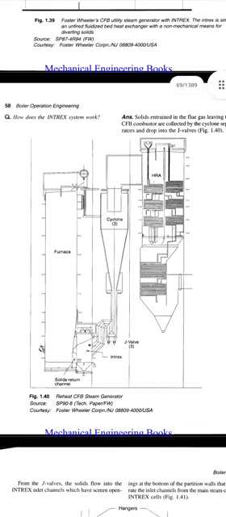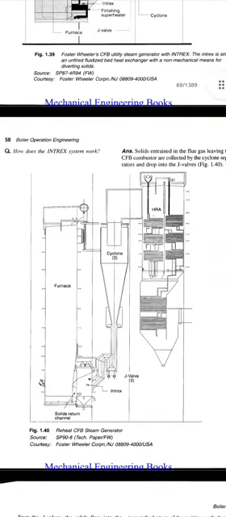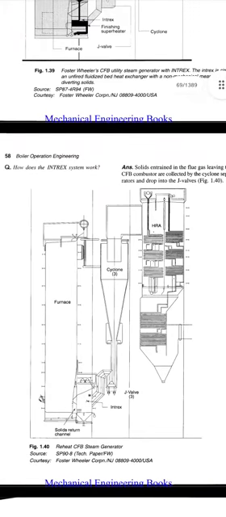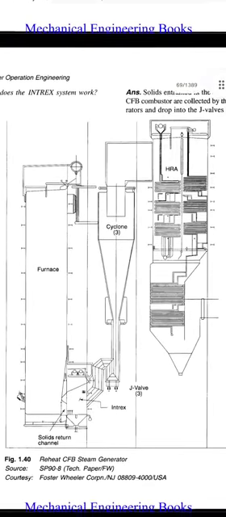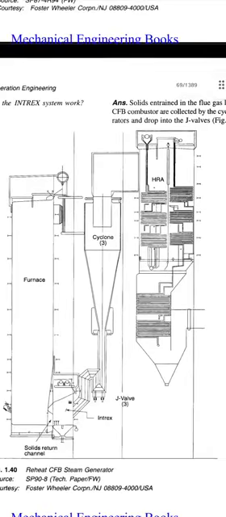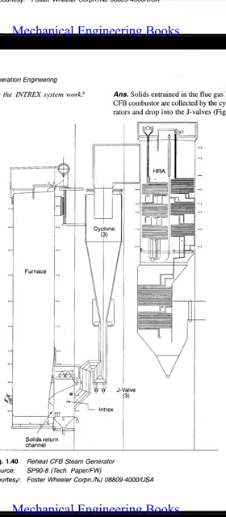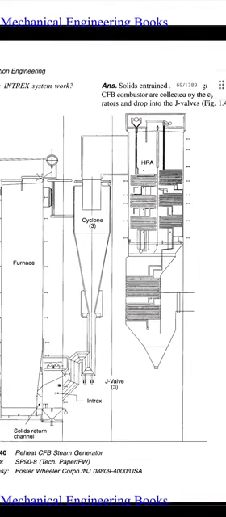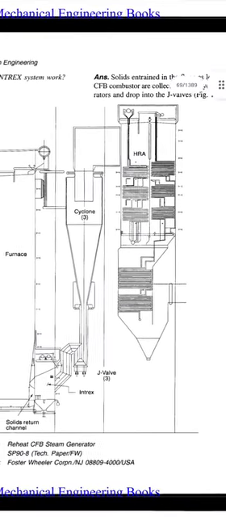In the next diagram we can see the reheat CFB steam generator. In this diagram we can see the solid return channel. At the bottom of the left diagram, the furnace is available, and the Intrex is available near the furnace. So the J valve is available, the cyclone is available, and the HRA is available on the right side of the diagram.